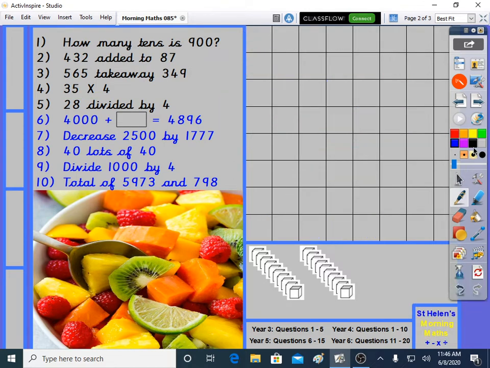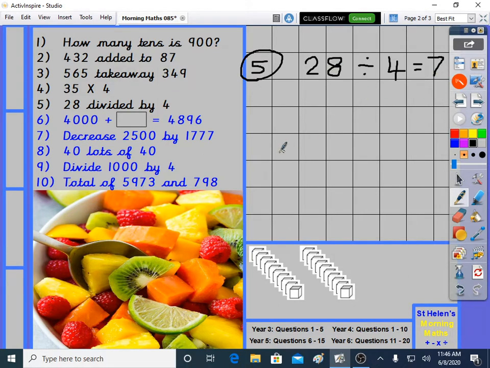I'm going to move on now to question 5. 28 divided by 4. This is the same as saying 28 shared between 4. And very importantly, it's the same as saying how many 4s in 28. You can sing to the answer. How many 4s in 28? Count on your fingers. 4, 8, 12, 16, 20, 24 and 28. 7 fingers means it's 7. 28 divided by 4 is 7.